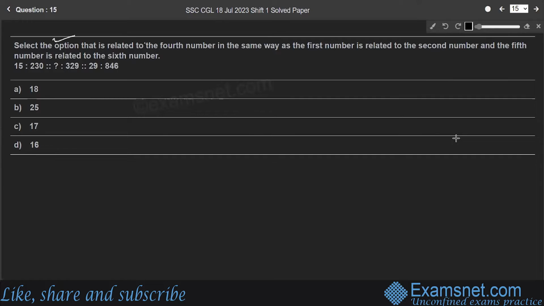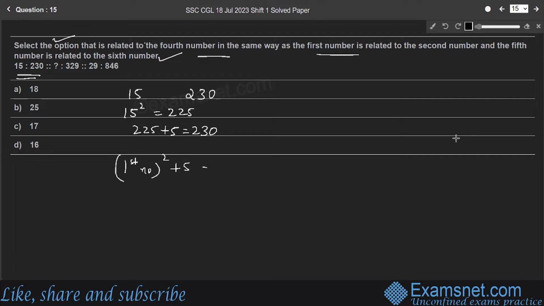Question 15. Select the option that is related to the fourth number in the same way as the first number is related to the second number, and the fifth number is related to the sixth number. Here, the first two numbers are 15 and 230. These two numbers are related as follows: the first number squared, 15 squared, is 225, whereas 225 plus 5 is 230. Therefore, the square of the first number plus 5 gives the second number. A simple rule.